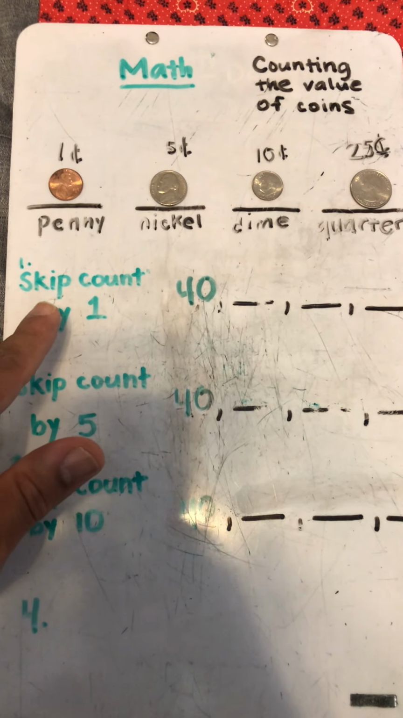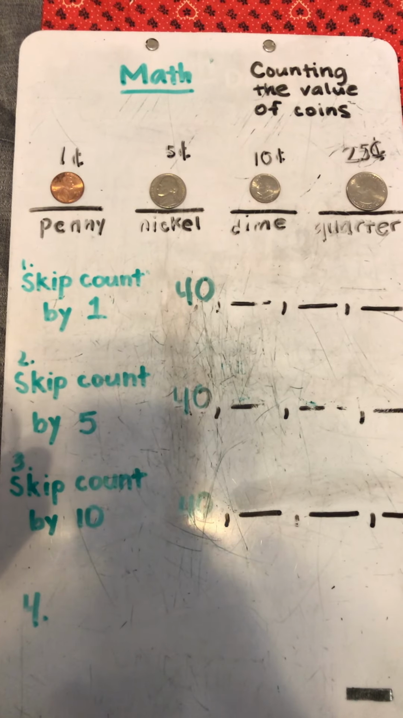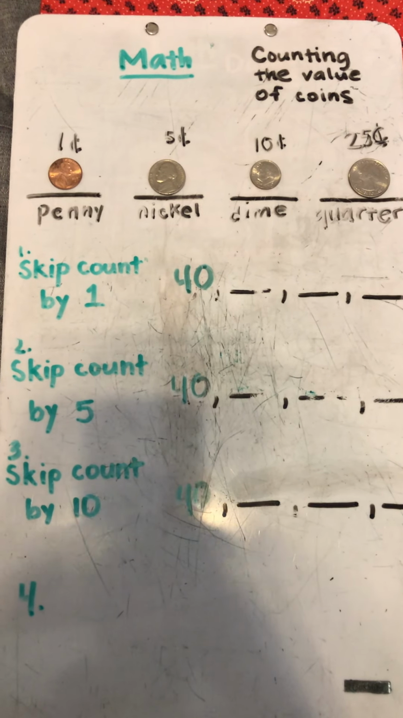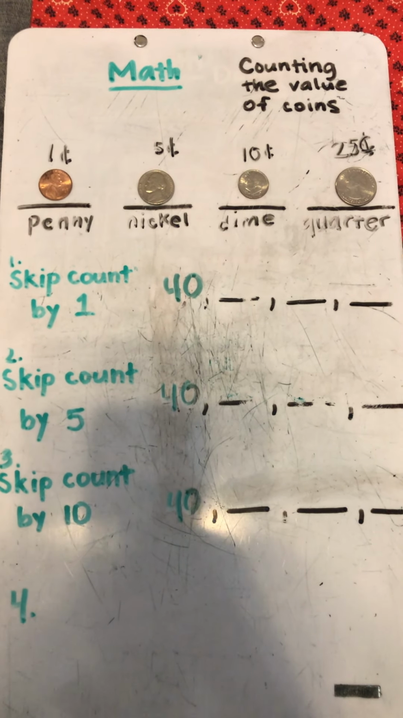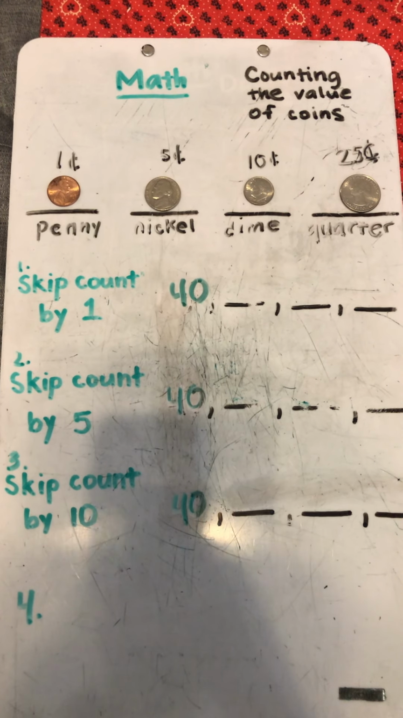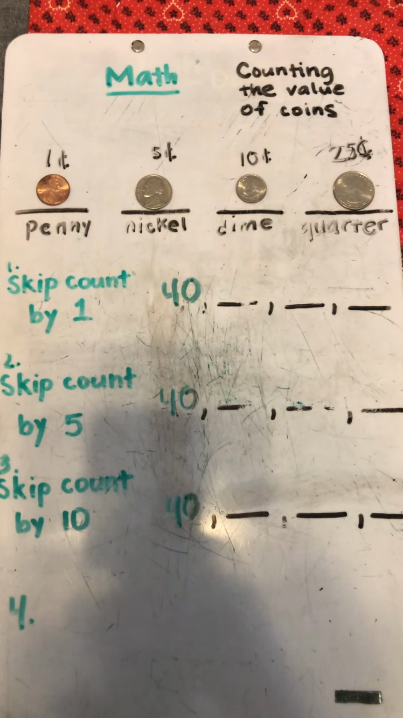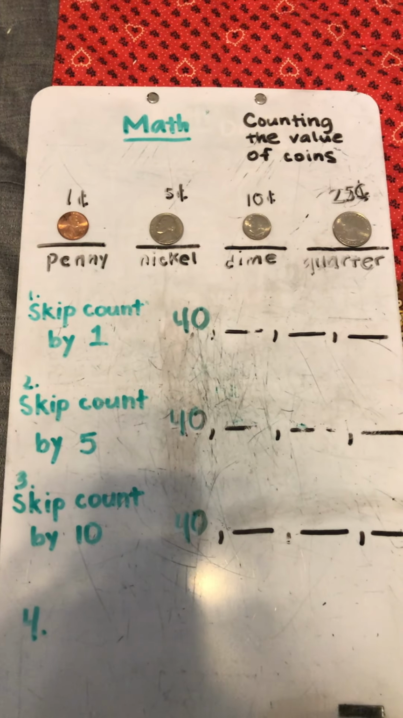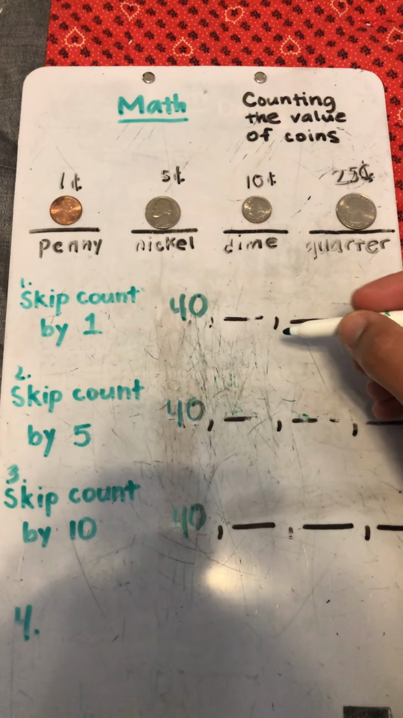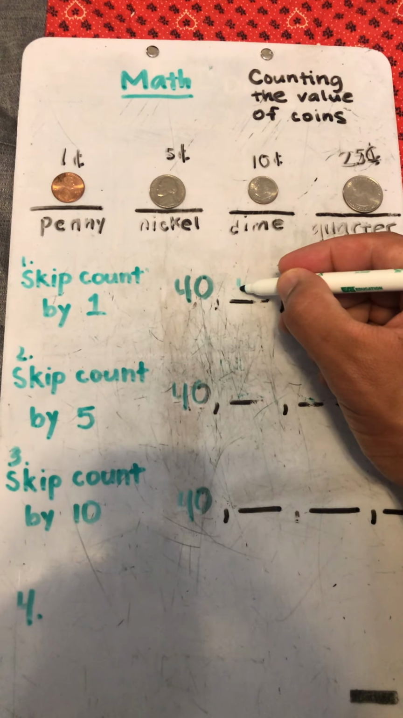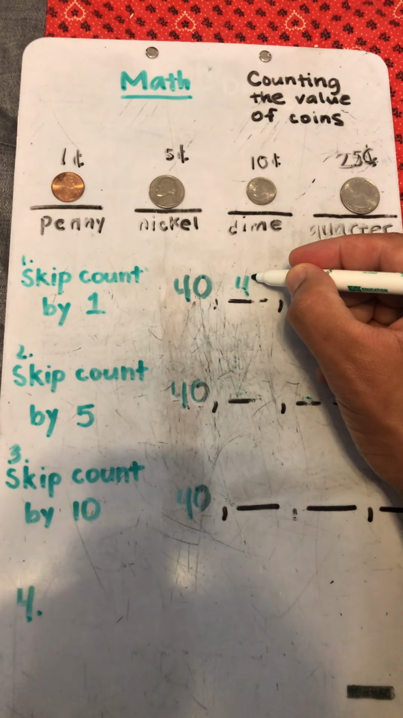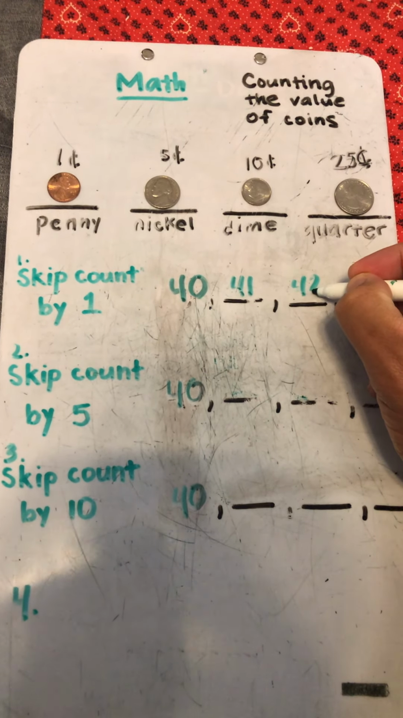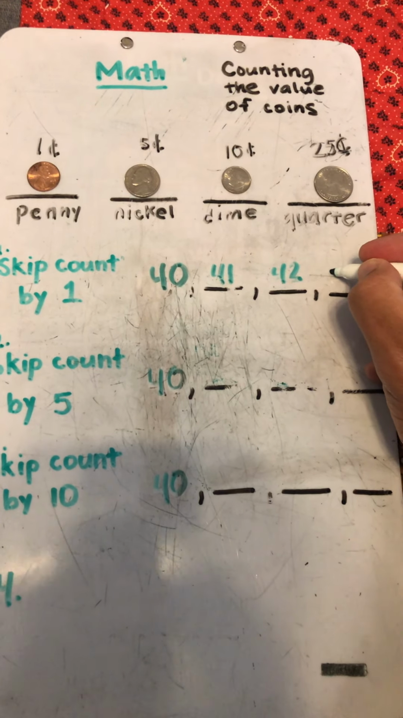My first pattern asks us to skip count by ones. When I think about that, which coin would that most help me with? Which coin would use a skip counting pattern of 1? Yeah, that's like counting our pennies, you're right. So if I start with a value of 40, let's think about what would happen if I continue that pattern. From 40, I would go 41, and then 42, and then 43.